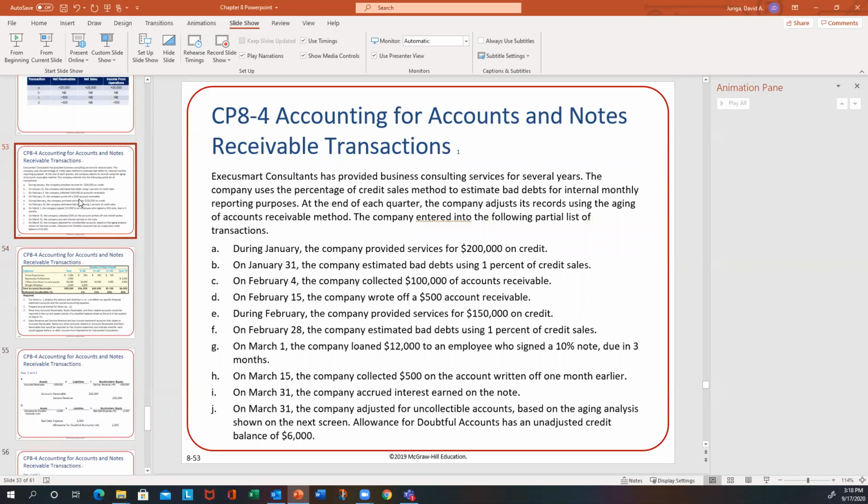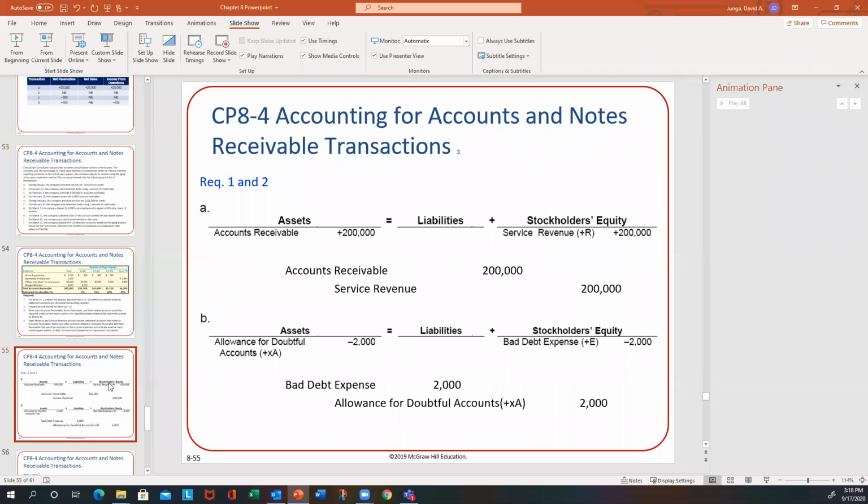All right. So you'll notice, again, because I want to make sure you're using the right method, for this bad debts expense, it's going to be 1% of the credit sale. So 1% of 200,000 is simply 2,000. So that's where they're coming up with this expense right here of debit bad debts expense and credit allowance for 2,000 because it was 1%. So again, that's the credit sales method problem.